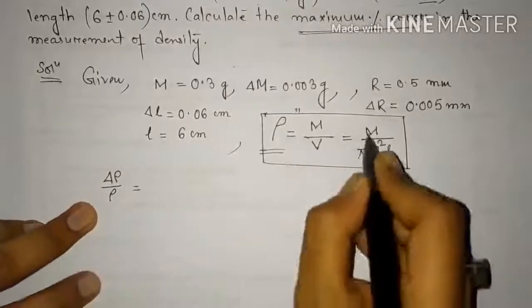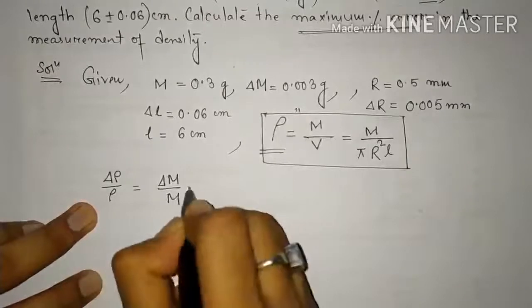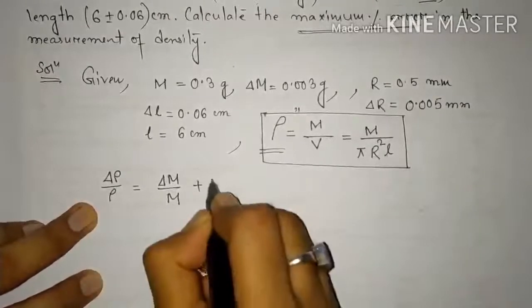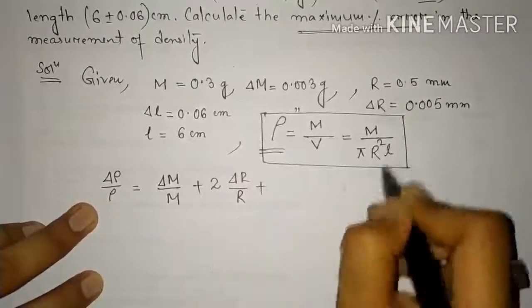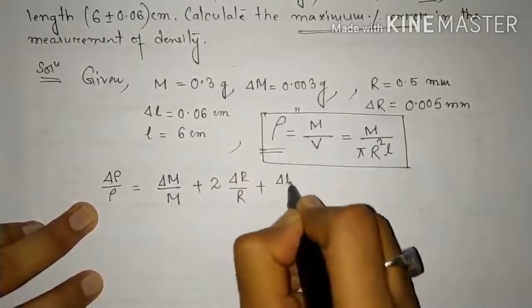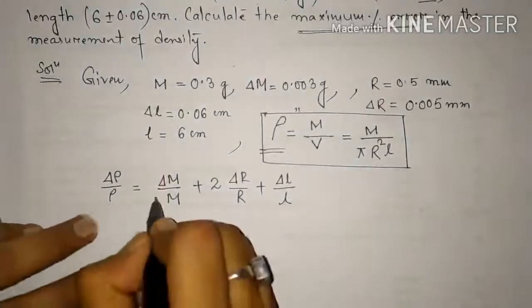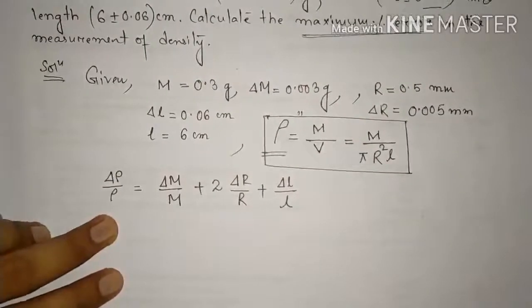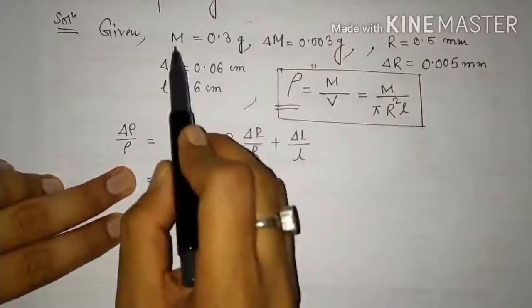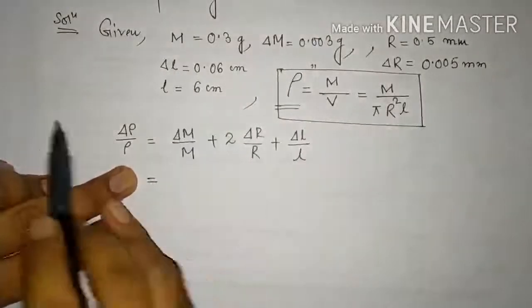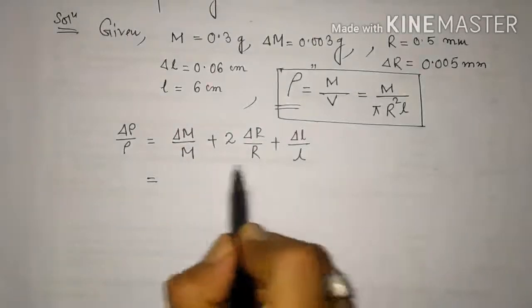Delta rho by rho will be, there is m, so the power of m is 1, so delta m by m, plus the power of r is 2, so it is 2 delta r by r, plus the power of L is 1, so it is simply 1 into delta L by L. Now as per the given condition, the values of delta M, delta R, delta L are all given. So we have to just plug in the values in this equation.